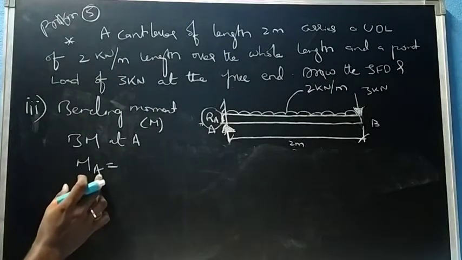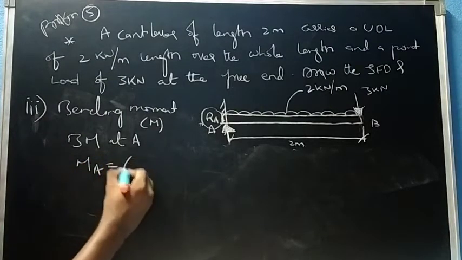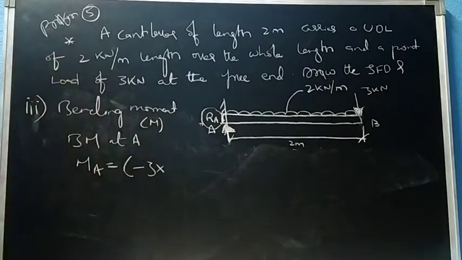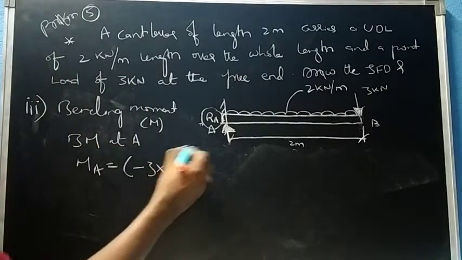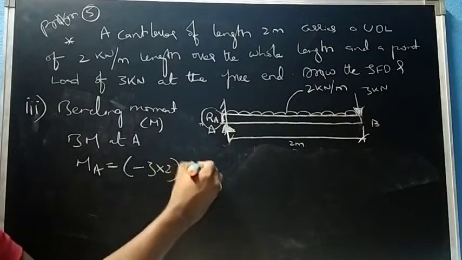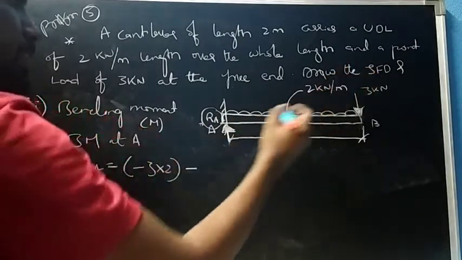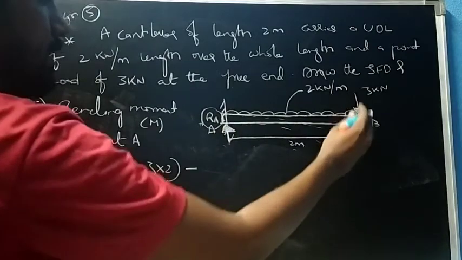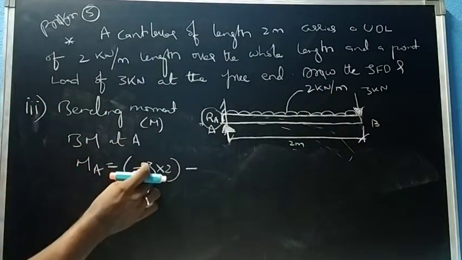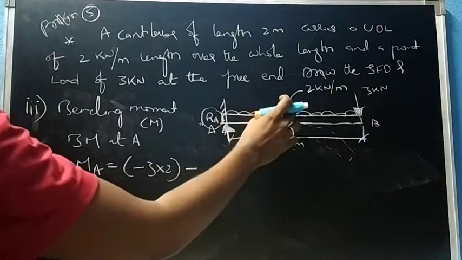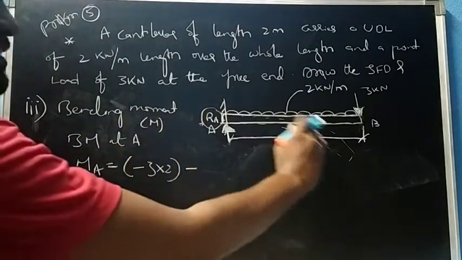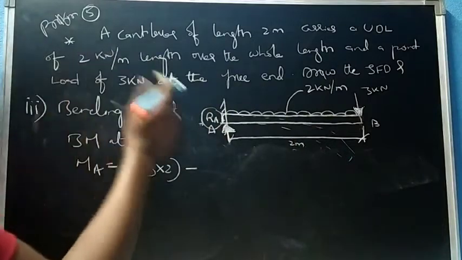If it is a hogging moment, we take it negative. So for MA, I will write minus 3 into 2 meters. Again minus, because it is creating a hogging moment, so I will take negative. And this uniformly distributed load will also create a hogging moment, which is a sad smile symbol.